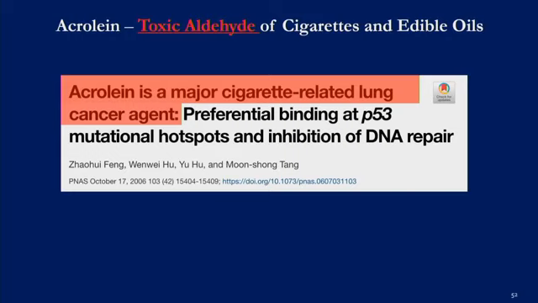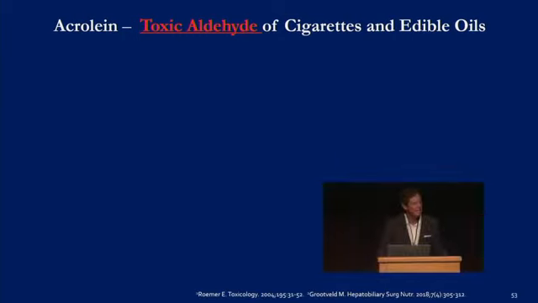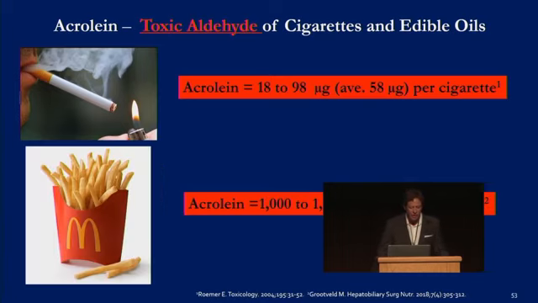So let's look at one of these real quick, acrolein. Acrolein is a major cigarette-related lung cancer agent. And it's in both cigarettes and in edible oils, which both share a lot of toxic aldehydes, in fact. So here's acrolein. It's 18 to 98 micrograms per cigarette. But the acrolein in 154 grams of French fries, Grutfeld's research shows, is 1,000 to 1,500 micrograms. All right? Now, how big is 154 grams? Well, a large French fries at McDonald's is 150 grams. So we're talking similar amounts.